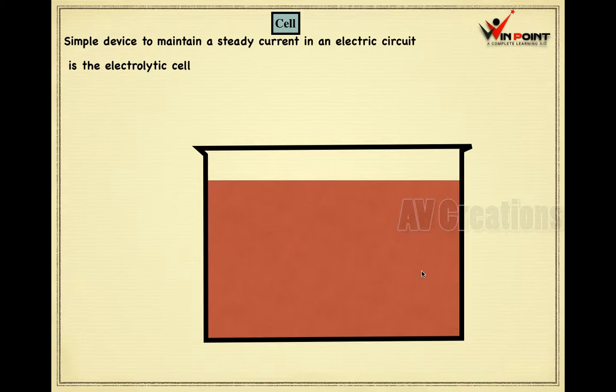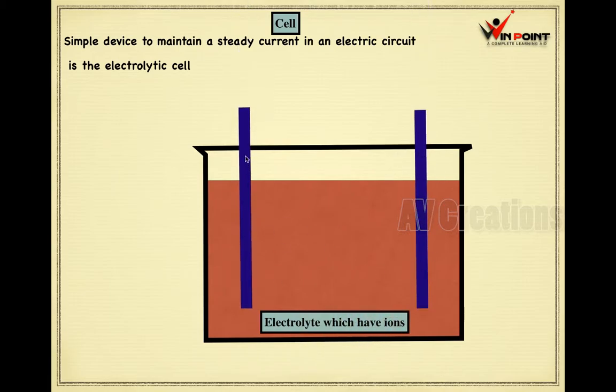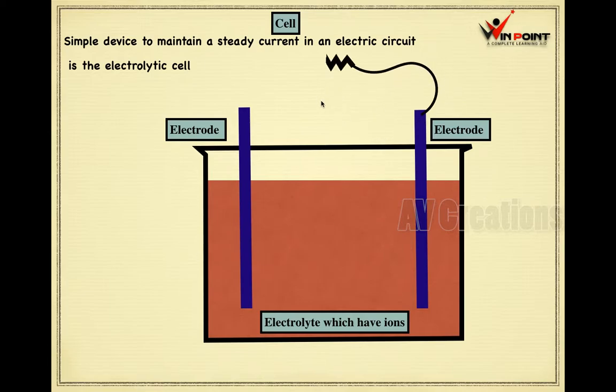An electrolyte is a substance which can dissociate into ions. So in an electrolyte there will be ions, and because of these ions, the electrolyte is able to conduct electricity. So it is an electrolyte which has ions, and there are two electrodes, A and B, and these electrodes are connected to a resistance. We can connect a galvanometer also to see the direction of current. This electrode is A and this electrode is B.